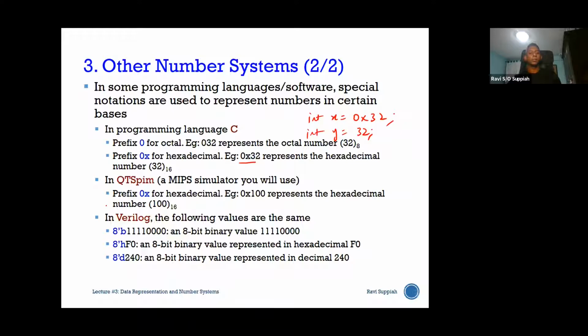In the Qt stream, which you will be using later for your assembly language programming, hexadecimal is also prefixed by 0x in front. In terms of binary representation, you can use different systems in different ways. Some use 8b, some use 0b in front, followed by maybe the decimal values and so on. So we will need to look at it from the perspective of what programming language or software is being used, and how that interprets or represents these different numbering systems.